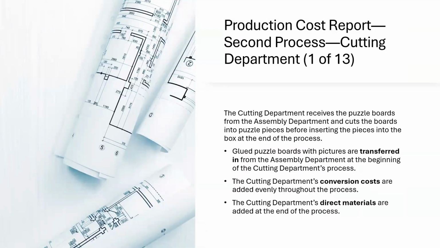The cutting department receives the puzzle boards from the assembly department and cuts the boards into puzzle pieces before inserting the pieces into the box at the end of the process. Operations for this department include 3 inputs. 1, you have glued puzzle boards with pictures that are transferred from the assembly department at the beginning of the cutting department's process. Then you have the cutting department's conversion costs that are added evenly throughout the process, and then the cutting department's direct materials, which are the boxes, are added at the end of the process.